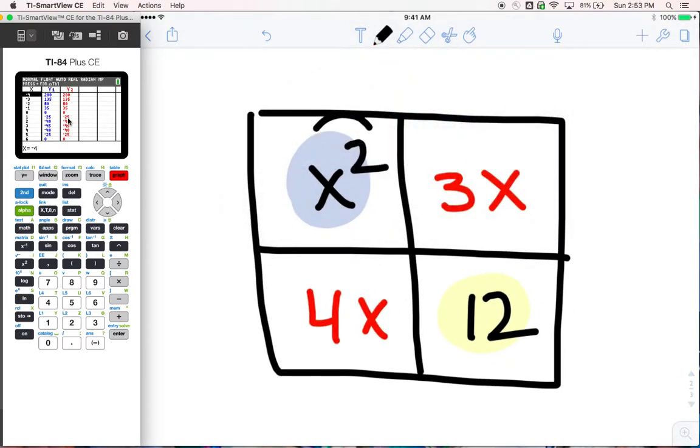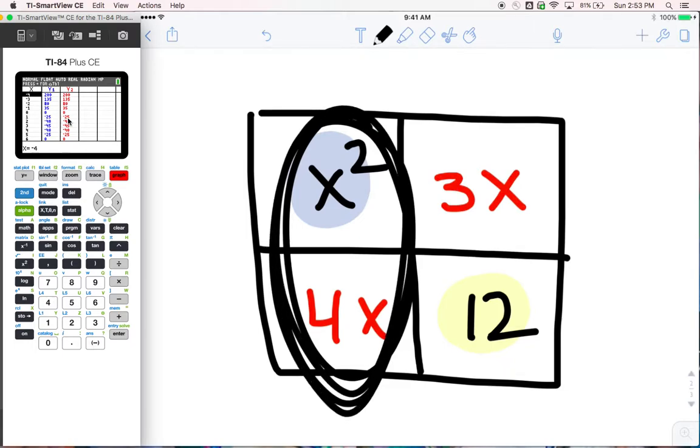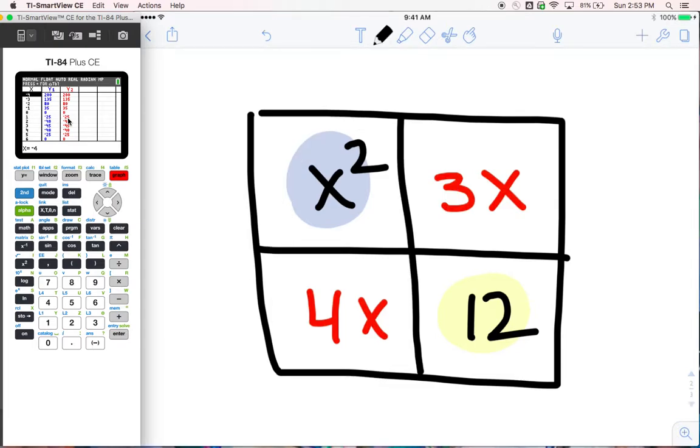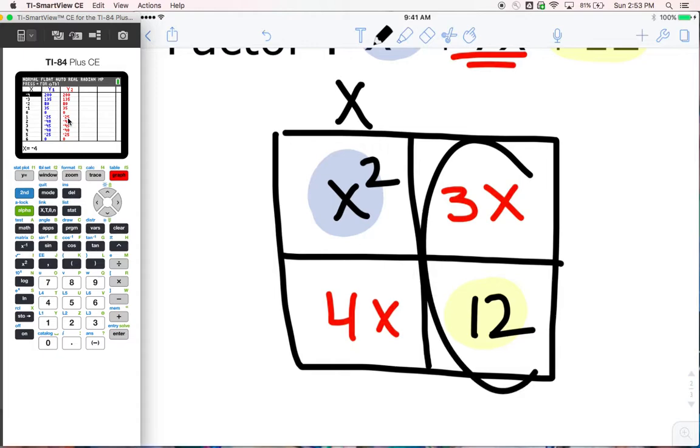All right, x squared and 4x. What do they have in common? All right, we're looking at just this column. X squared and 4x have an x in common, right? That's their greatest common factor. So we put that right here on the outside. And then we look at my next column. I got a 3x and a 12.